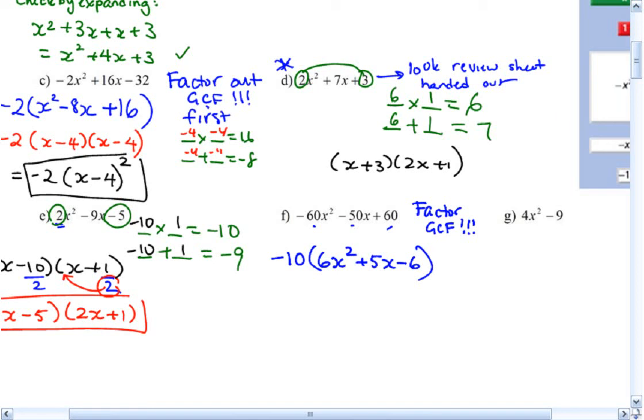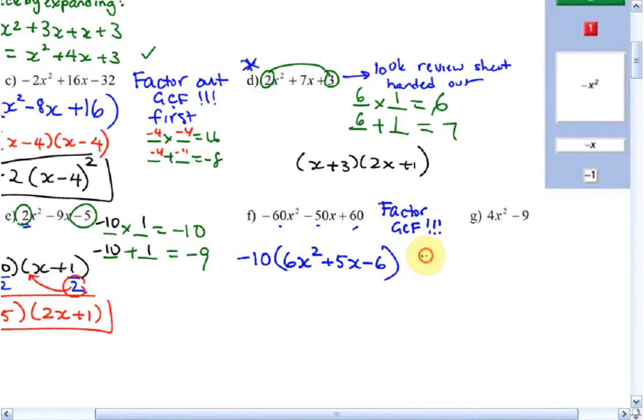Now, it's time to factor. So two numbers now that multiply to 6 times negative 6, which would be negative 36. Those same two numbers now add up to 5. So I'll let you think about that. Can someone shout out the right combination once they have it?